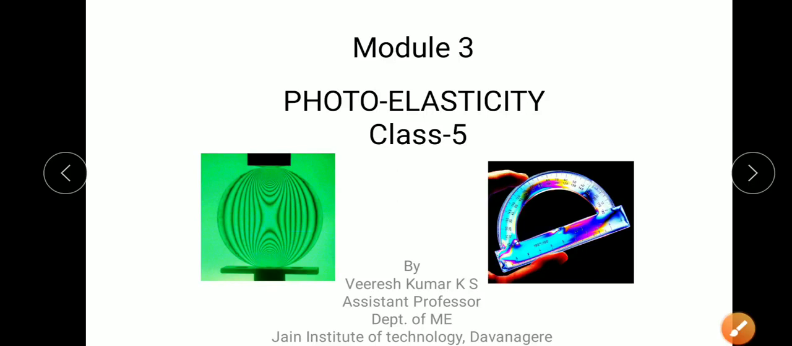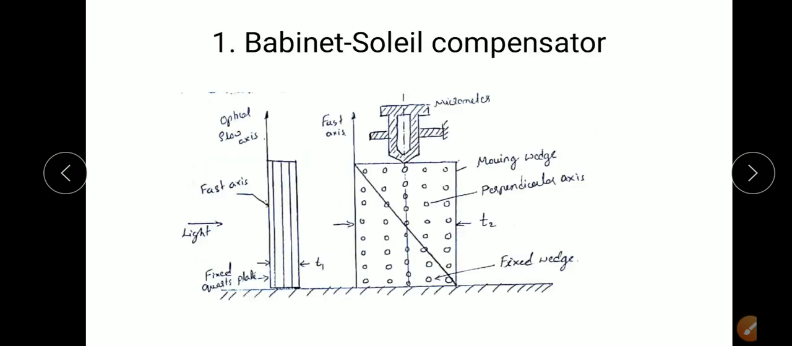This is the fifth class of photoelasticity. In the last class, we discussed the effect of a stressed model in a plane polariscope and a circular polariscope. In this class, we start with the compensators.